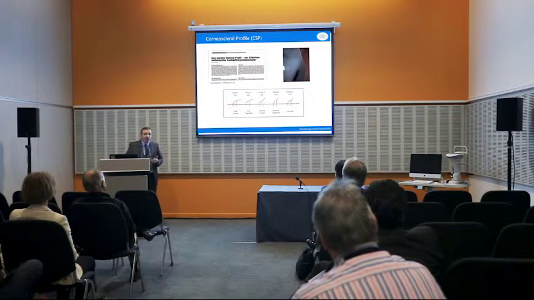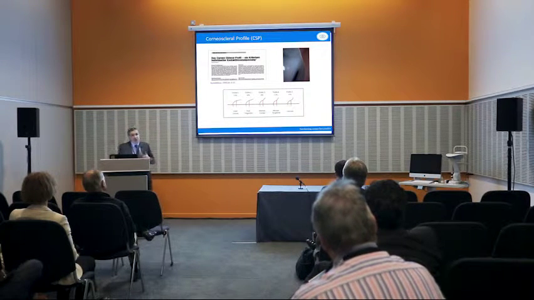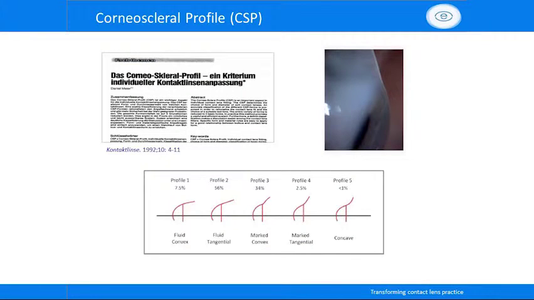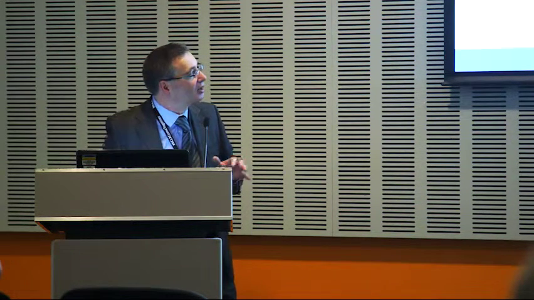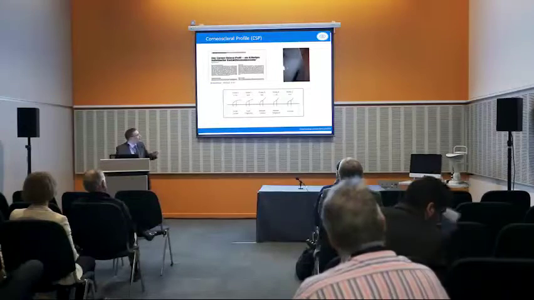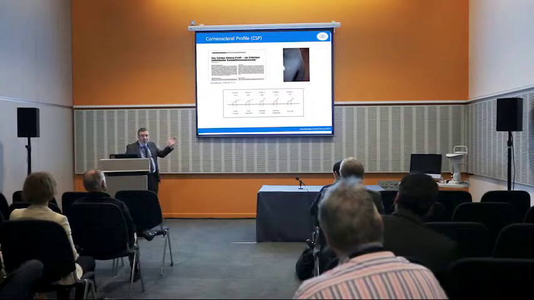On a subjective level, Meyer, a Swiss eye care practitioner, actually did some work, and he made some subjective classifications of the corneoscleral profile and that transition. He looked at the superior transition zone only from the cornea out into the sclera. He came up with 5 different corneoscleral transition models and found the prevalence of them.